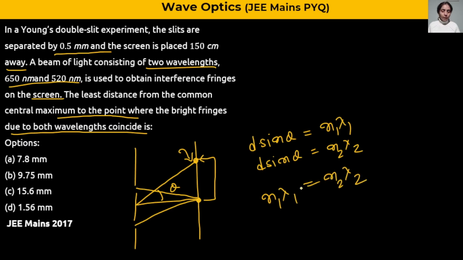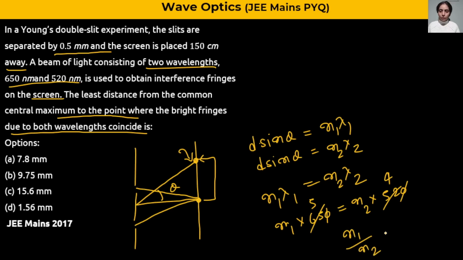Now what you do? You put the values. So n1 lambda 1 का value आप put कर लो, that is your 650. And this is n2, right? So n2 into lambda 2. Lambda 2 तुम्हारा क्या है? That is your 520. Now let us cut it. So 5 से ये 13 times में चला जाएगा और ये 4 से 13 times में चला जाएगा. So what is the value of n1 by n2? So n1 by n2 is equal to 4 by 5.